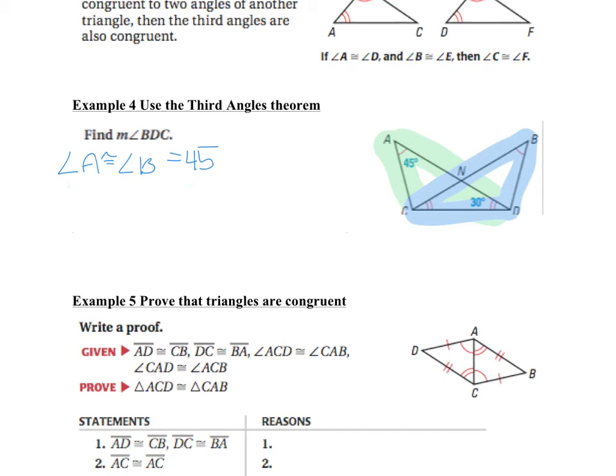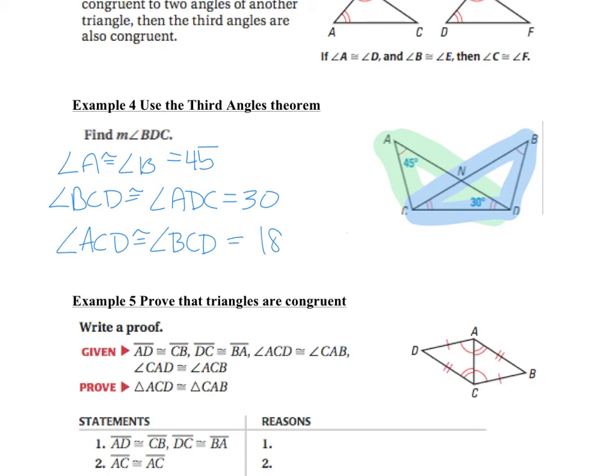Let's just rewrite these. I should call that BCD congruent to ADC. So angle BDC and angle ACD is going to equal 180 minus the sum of the other two.